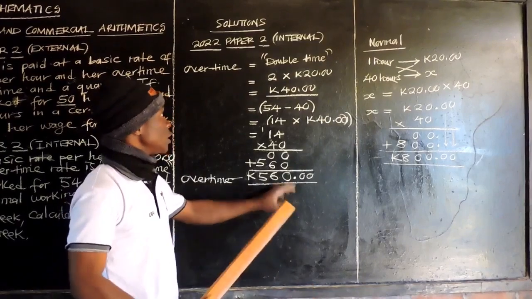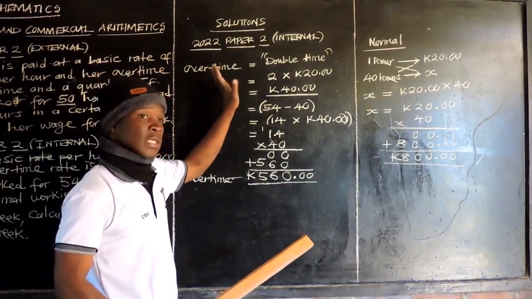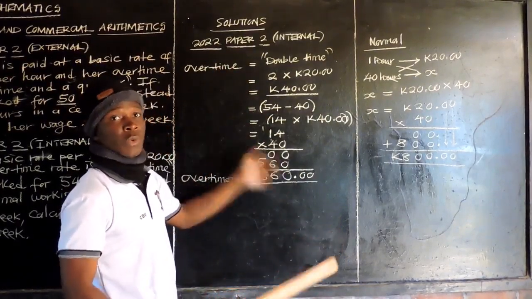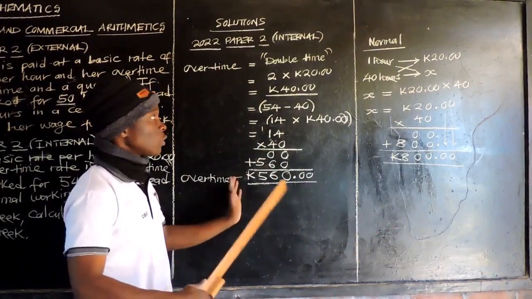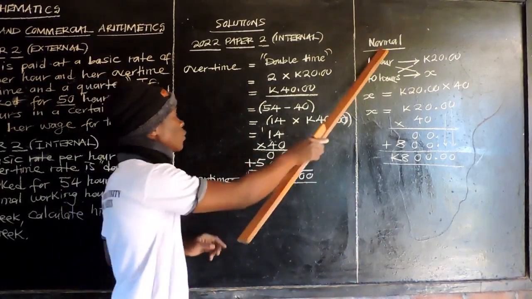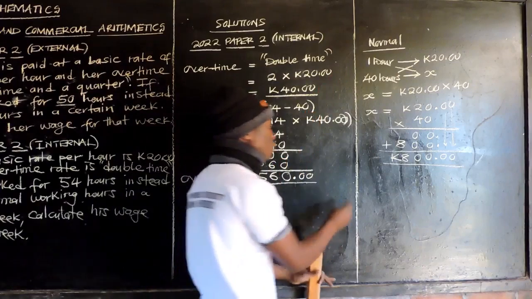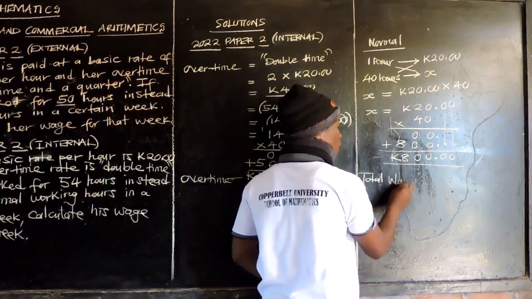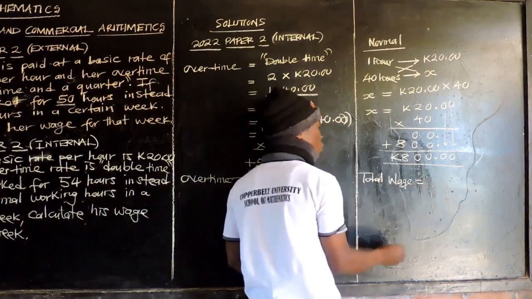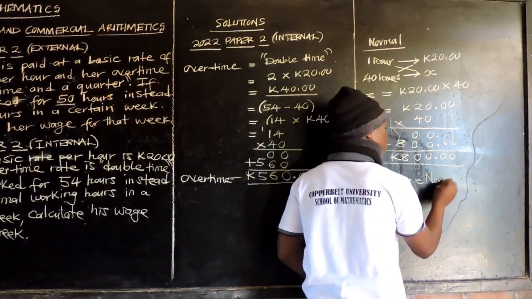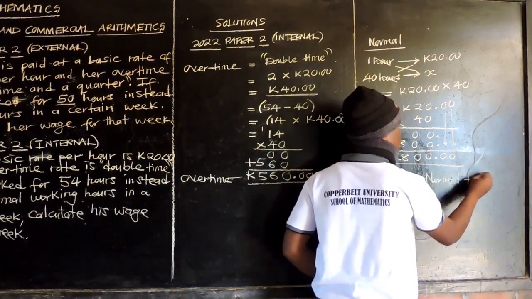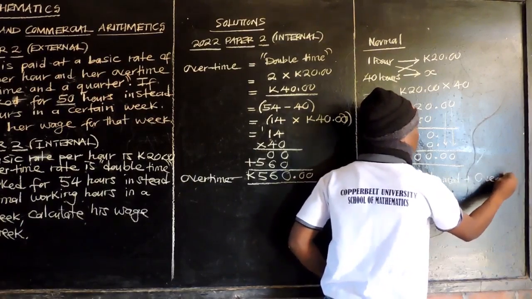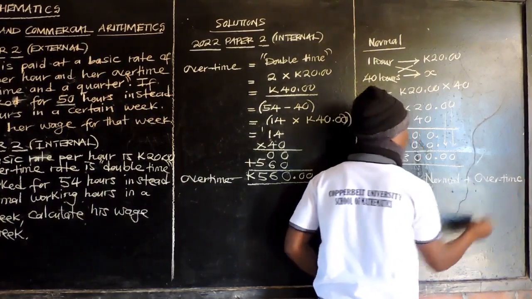569 was the overtime. But this is not what we want. What we want is the total wage. So for us to know the total wage, just add normal plus overtime. So we are saying total wage is equal to normal plus overtime. Are we together, people?